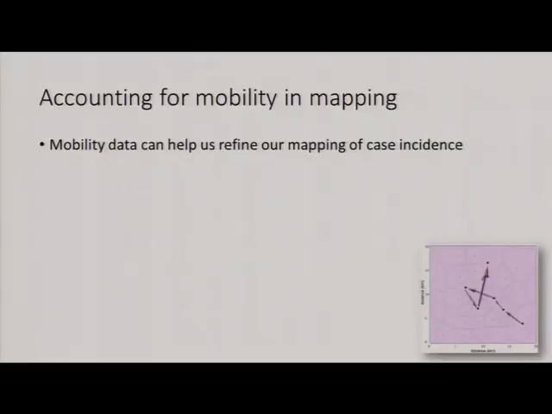So accounting for mobility in our mapping, I think we can use that to help us refine our mapping of case incidence.